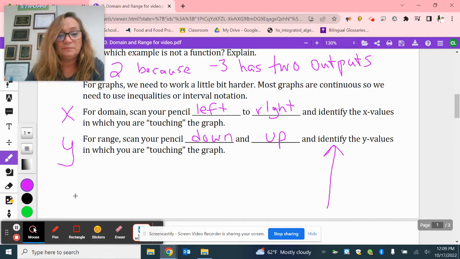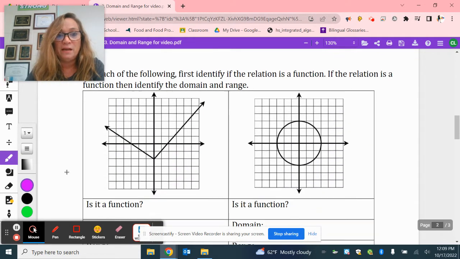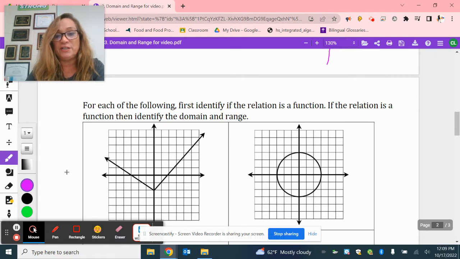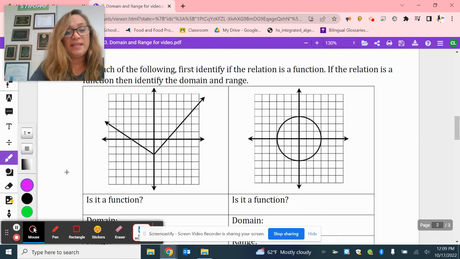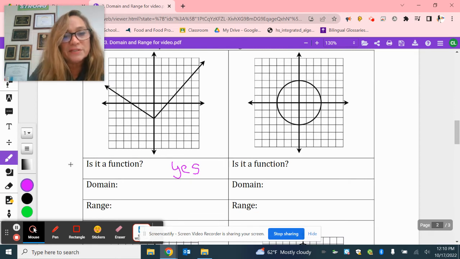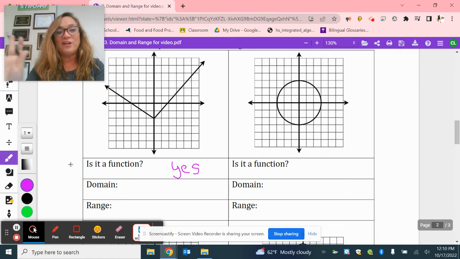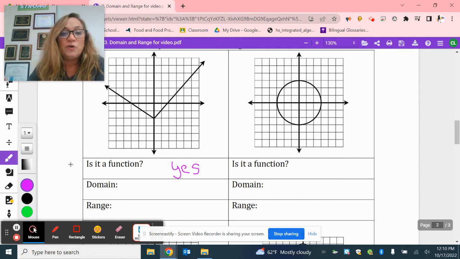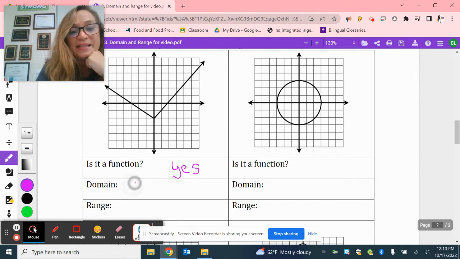So here's a picture. For each of the following, first identify if the relation is a function. For this first one, yes, that is a function. It looks like a V, so it might be an absolute value function, or it might not even be absolute value because they're not identical on both sides. Actually it's just piecewise, because I don't think they have the same slope. Regardless, it's a function. If it's a function, name the domain and range. If I go to the left, I see an arrow, so that's going to be -infinity.